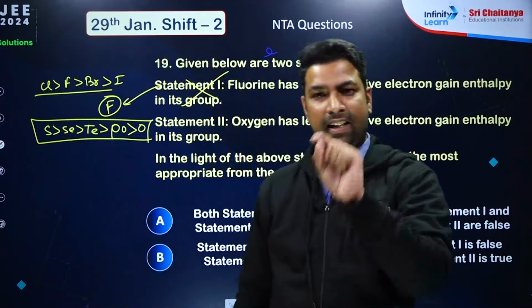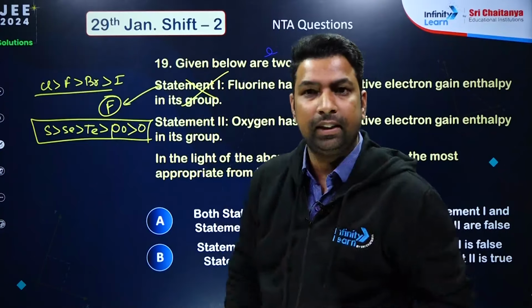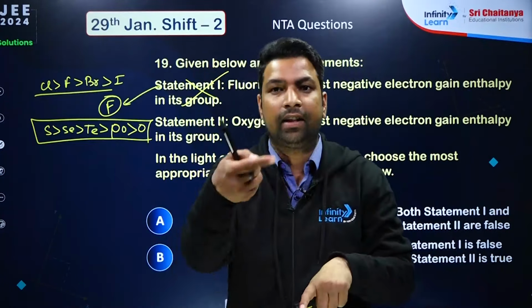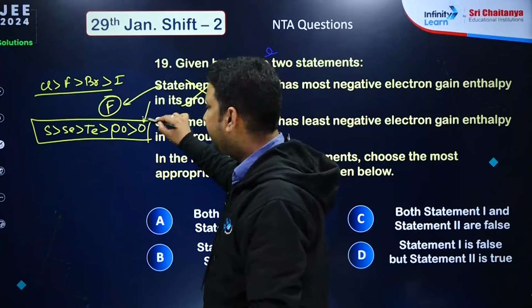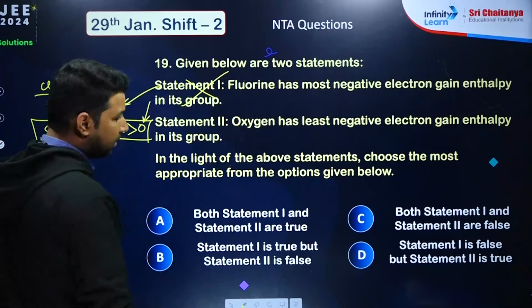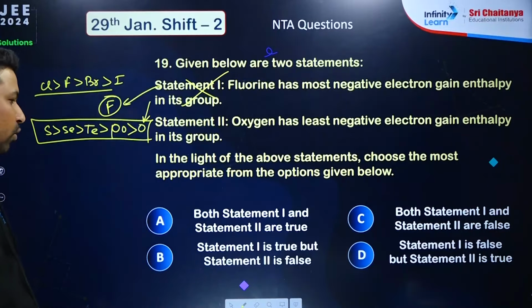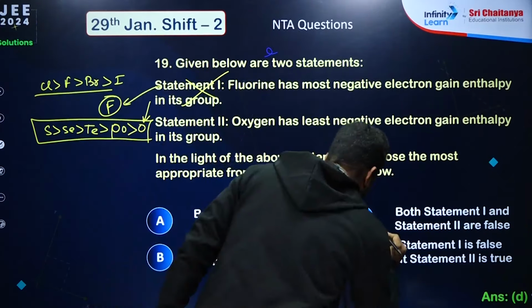When you study the NCERT, the chapter name is p-block. If you open group 16, there will be a table in which data are given. If you check the data, oxygen has the least in its corresponding group. So that's why statement 2 is correct. Statement 1 is false, but statement 2 is correct. D will be your right answer.